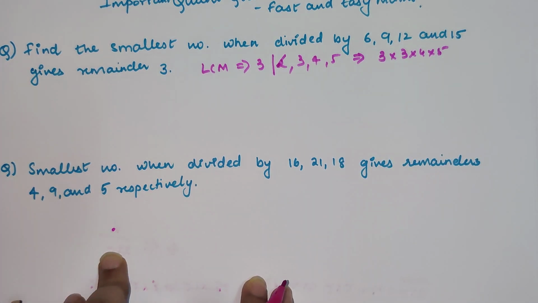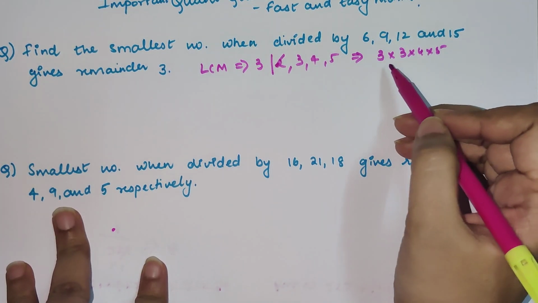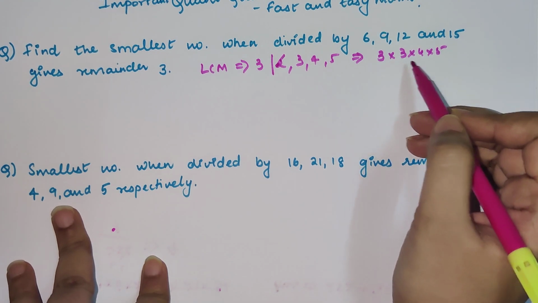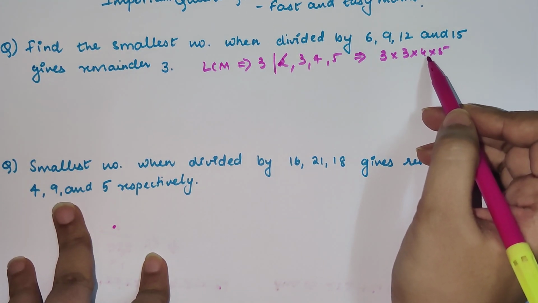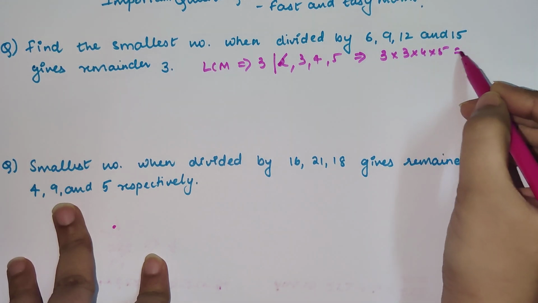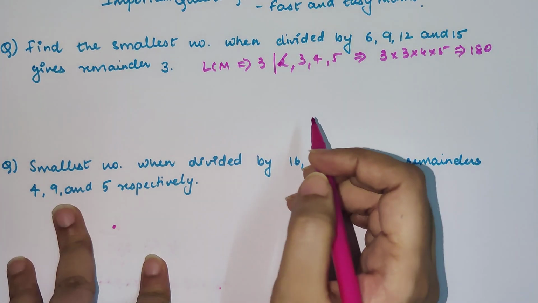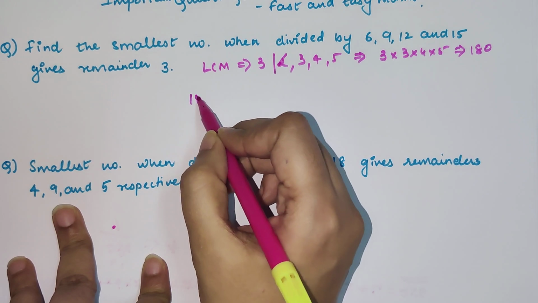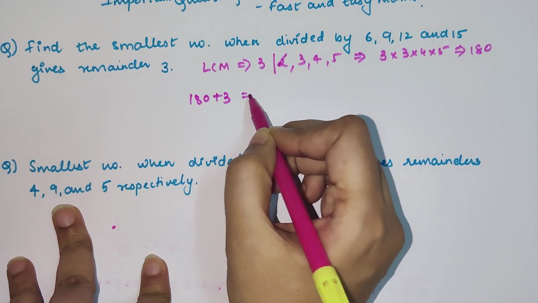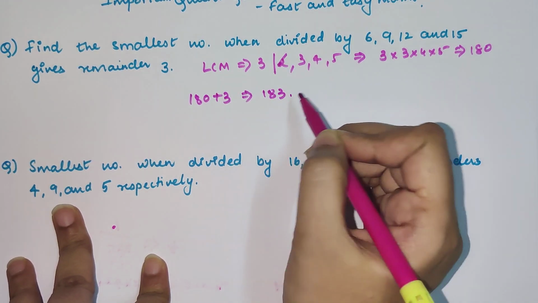Okay, so now what is my answer? This is very simple. 3 into 3 is 9. 9 into 4 is 36. 36 into 5 is going to get you 180. But my answer is going to be 180 plus 3, that is going to be 183.